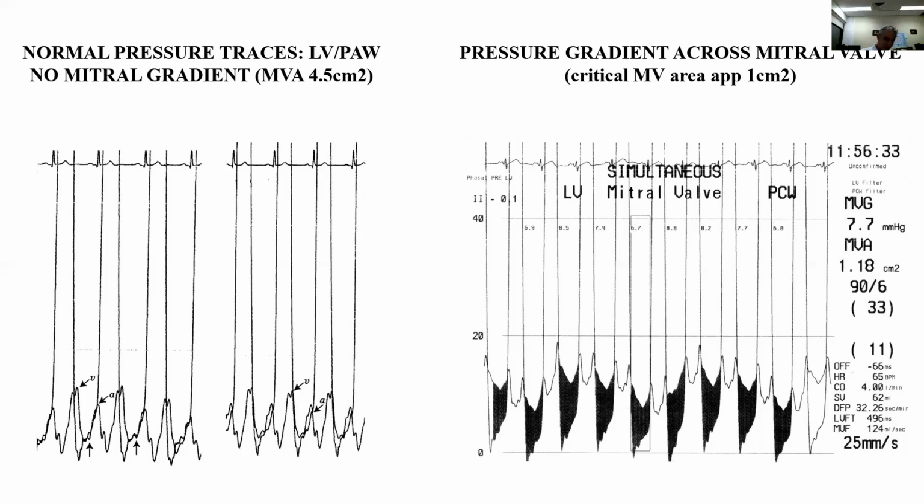Here I've just shown you the A wave and the V wave. And a normal valve has a valve area of around 4.5 square centimeters. A stenotic valve has an area of about 1 square centimeter.